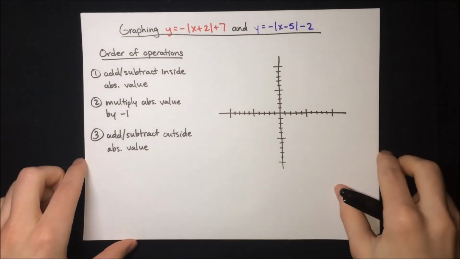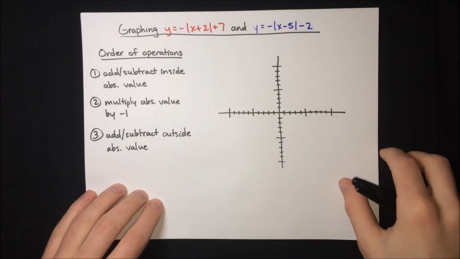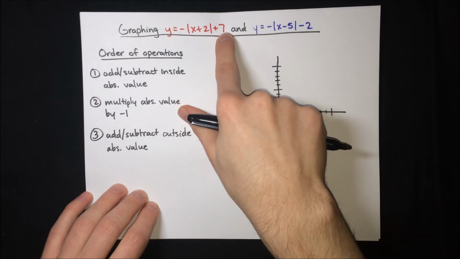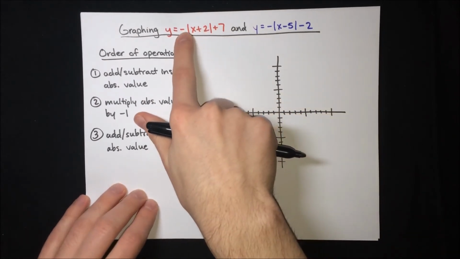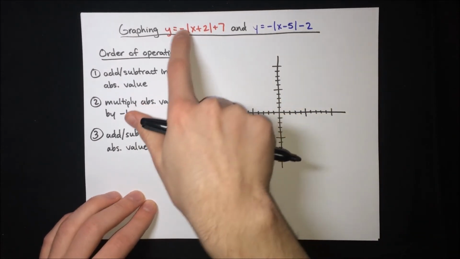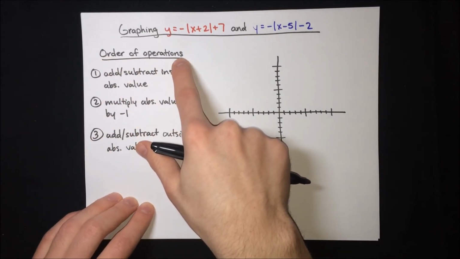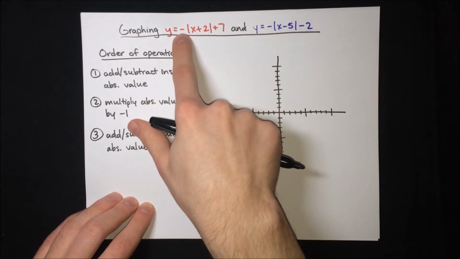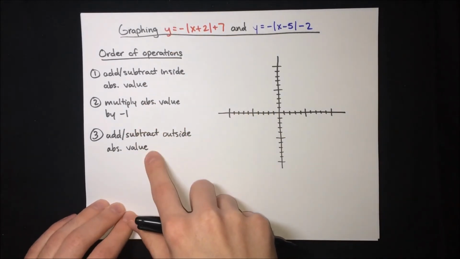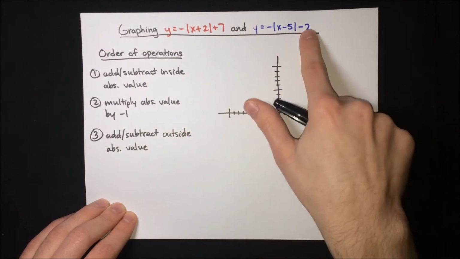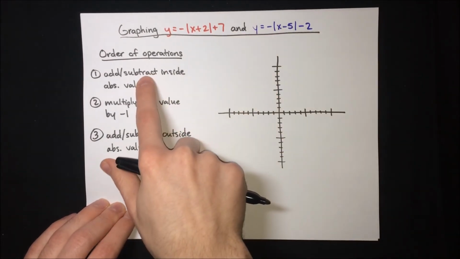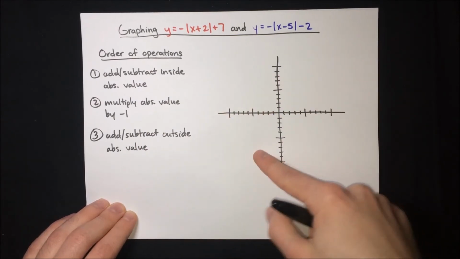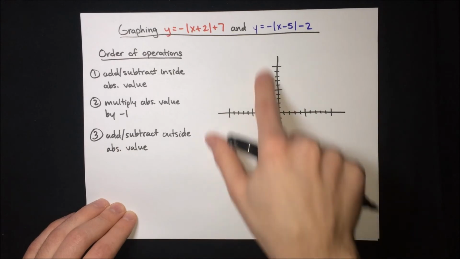For the final example, we're going to consider a case where we have adding or subtracting a constant both inside and outside of the absolute value, in addition to a negative sign in front of the absolute value. So order of operations says that we have to do the addition or subtraction inside the absolute value first, and then we can multiply by -1, and then we can do the addition or subtraction outside the absolute value. So first we're going to be doing the horizontal translations, and then the reflections, and then the vertical translations.